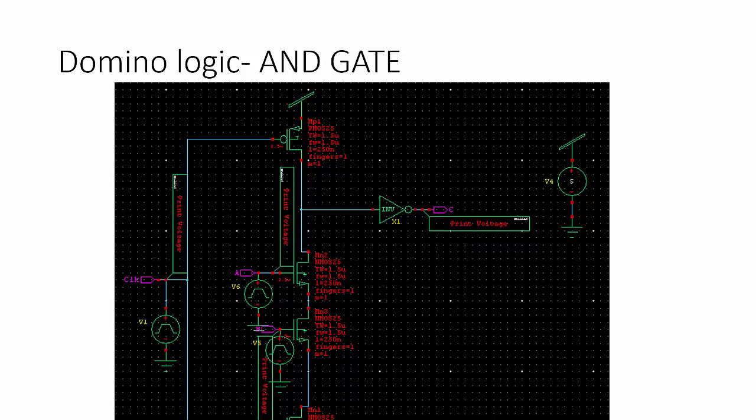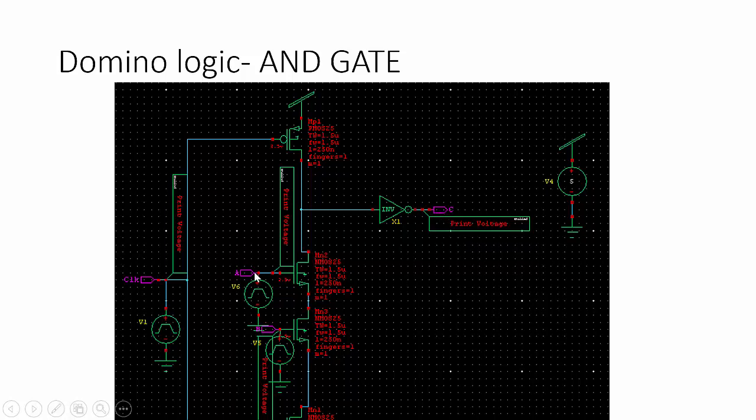Here I have designed an AND gate using domino logic. I have represented the AND gate as AB. Here in the NMOS it is a series combination of two NMOS transistors. Then the clock will be applied to this PMOS as well as NMOS. The output will be tapped from here. It is connected to the CMOS inverter or NOT gate.